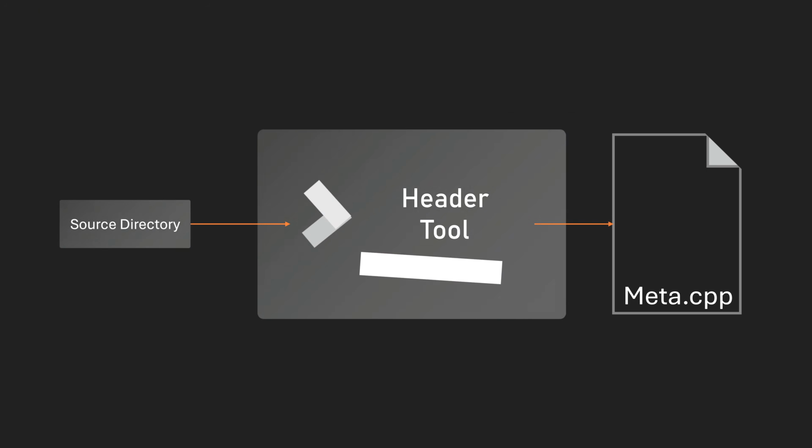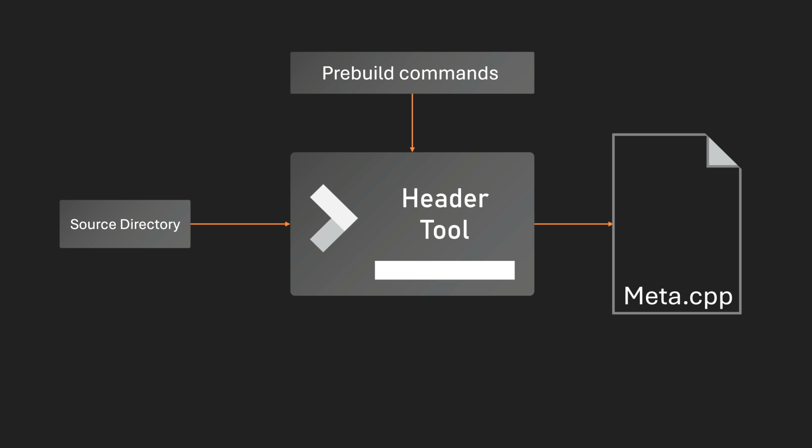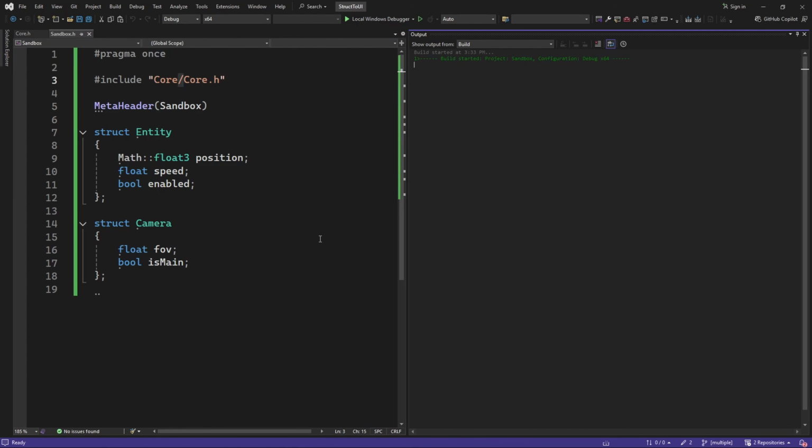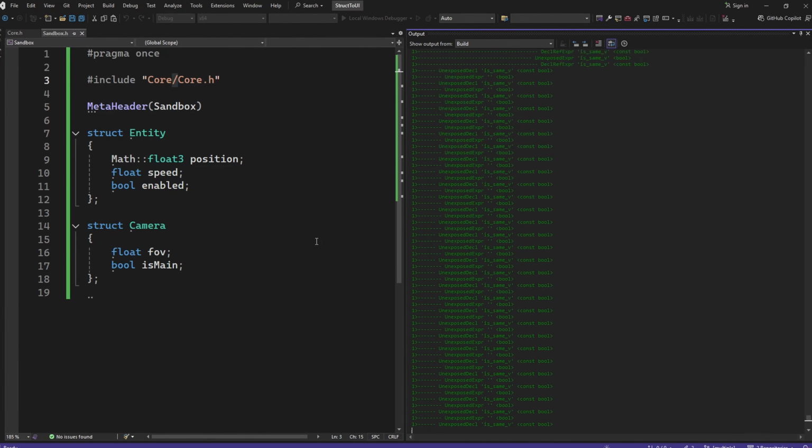This program can be hooked into the pre-build step of the build system. I'm using Premake to generate MSBuild files, so the setup looks like this. But what if you're using CMake? Well, God help us all. Back to the sandbox example, I hook up the meta program and hit build.